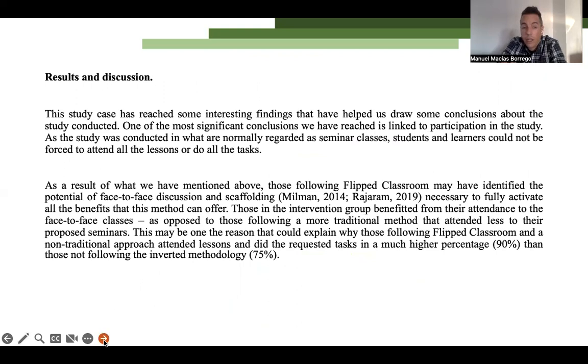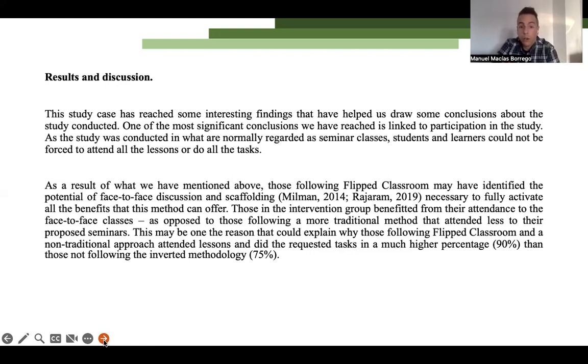Results and discussion are essential in this presentation, so I will focus for some time on presenting and discussing the results from this case study. This case study has reached some interesting findings that have helped us draw some conclusions about the study conducted itself. One of the most significant conclusions we have reached is linked to participation. As the study was conducted in what are normally regarded as seminar classes, the students and learners could not be forced to attend all the lessons or do their tasks.